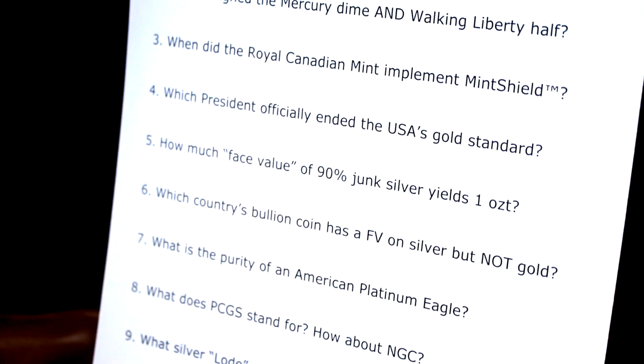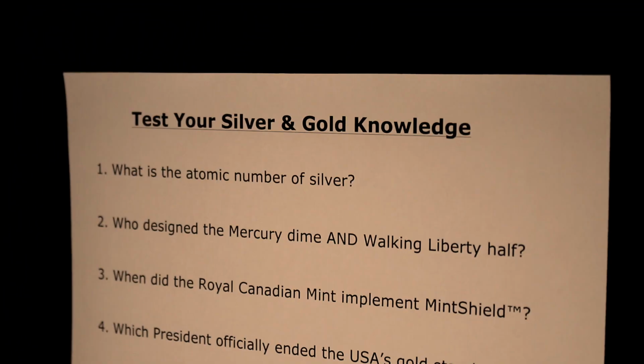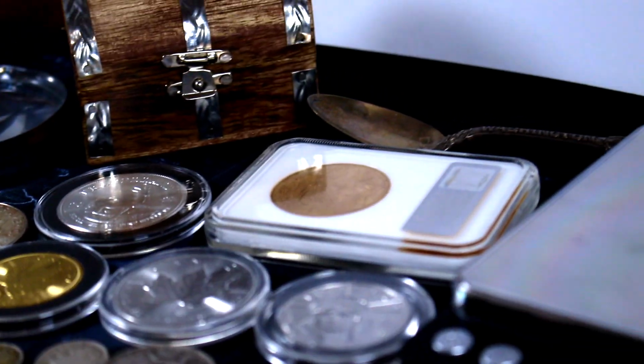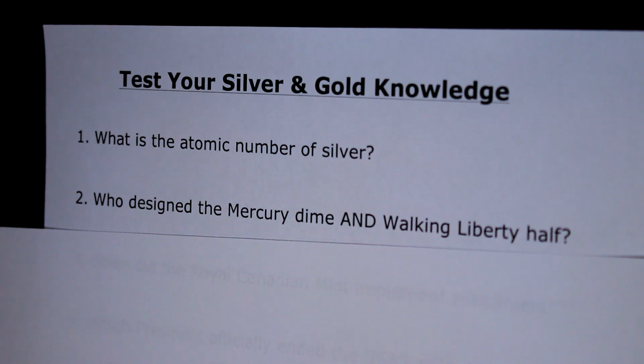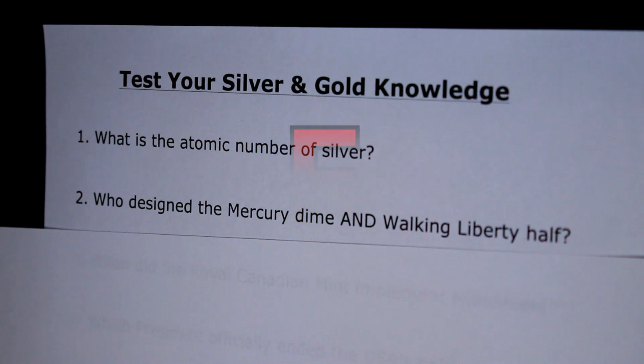Today we are back with another edition of the Silver and Gold Knowledge Test. Are you a silver and gold expert? Today we're going to be testing your silver and gold knowledge with a list of 10 questions, and you got to let me know how well did you do in the comments down below. So hit that like button and let's get started.